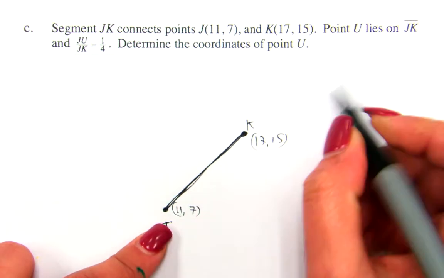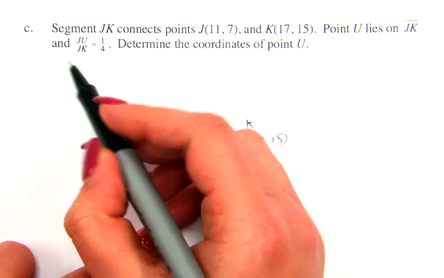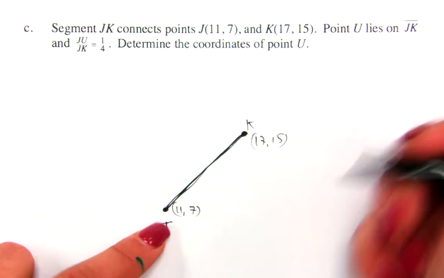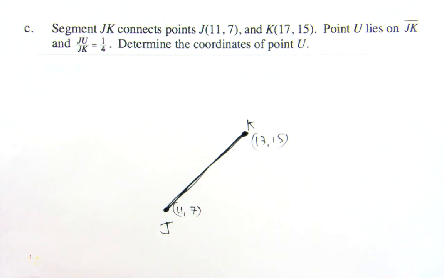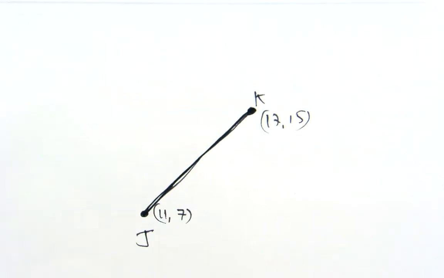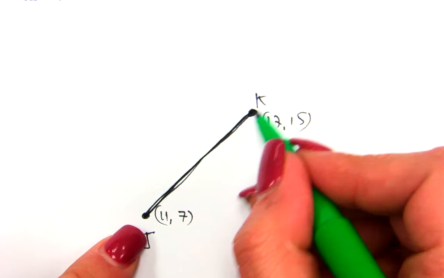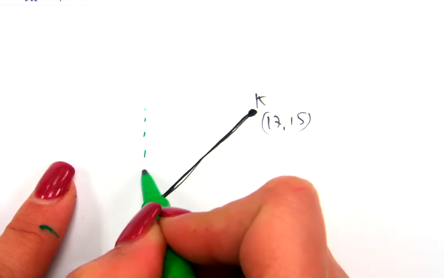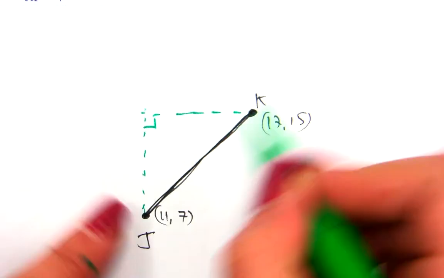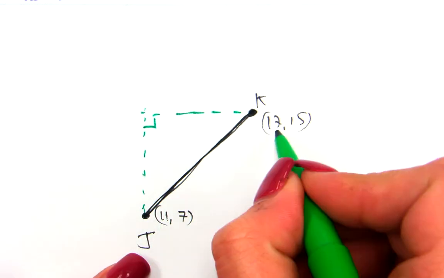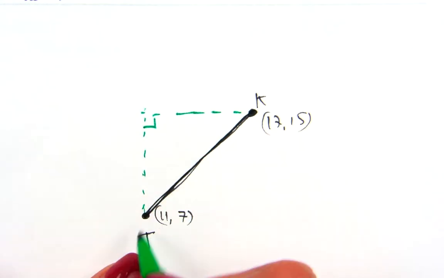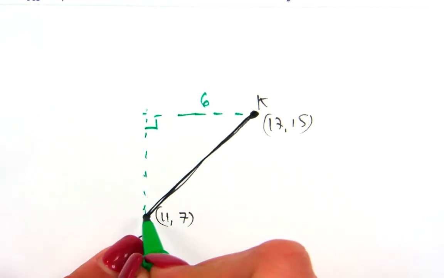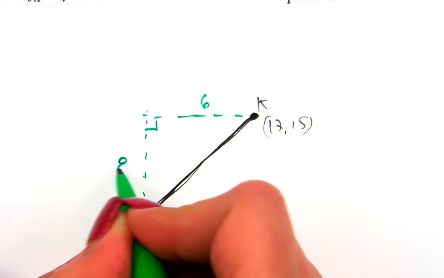And the question is, if point U lies on JK, and JU over JK is equal to 1/4, determine the coordinates of point U. So you're looking at it and you're like, okay, I'm a little confused. Trust me, I was too. So I decided I have to find out what the length of this is. I did it the shortcut way that we always do, which is create a lovely 90-degree triangle. The distance between J and K: from 11 to 17, I went a total of 6. And from 7 to 15, I went a distance of 8.